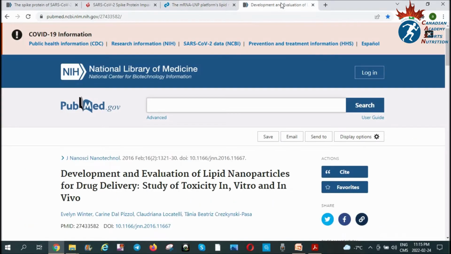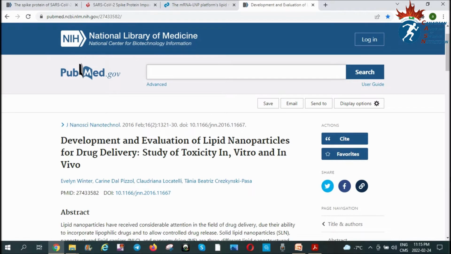And another article, which has been published in PubMed: Development and Evaluation of Lipid Nanoparticles for Drug Delivery, a Study of Toxicity in Vitro and in Vivo. This article, which has been published about 6 years ago in February 2016, discusses that lipid nanoparticles can induce inflammation and decrease antioxidant defenses of the body.